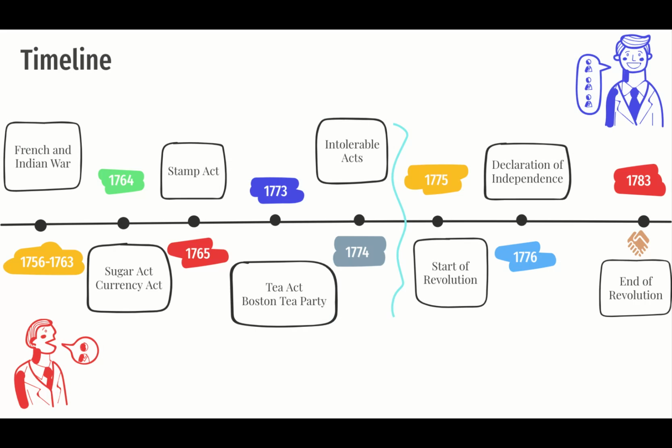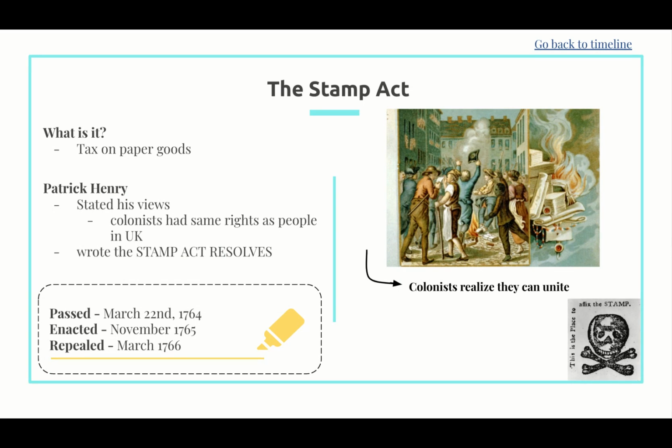The next event was the Stamp Act, which happened in 1765. So what is the Stamp Act? The Stamp Act was a tax on paper, and the colonists had already felt that they weren't in control of their own legislation because their rights were being violated and they weren't being given what they should as a natural right. The colonists were against taxes because of the previous taxes, and so they were basically against the Stamp Act before it was even implemented.